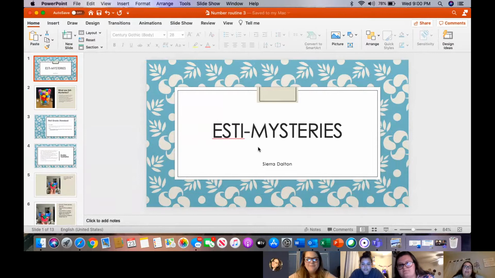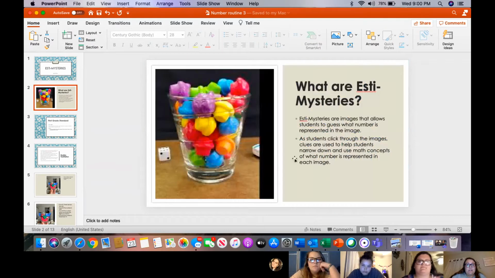So I had ST Mysteries. I guess that's how you say it. I've never heard of this before, so this is really interesting to me. ST Mysteries are images that allow students to guess what number is represented in the image. And as students click through the images, clues are used to help students narrow down and use math concepts of what number is represented in each image.